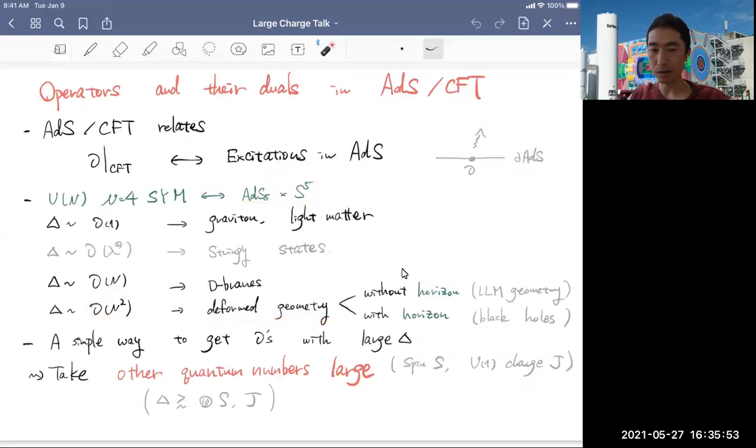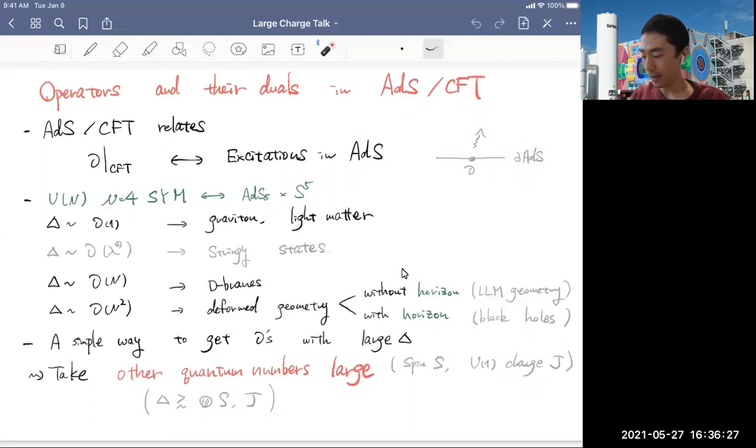Sometimes this deformed geometry has a horizon, and this is probably what people normally have in mind, for example, in the context of the relation between heavy operators and black holes. But in some cases, you can also get geometries without horizons. One example, in the context of N=4 super Yang-Mills and AdS5 times S5 spacetime, is the Lin-Lunin-Maldacena geometry, which is dual to half-BPS operators.